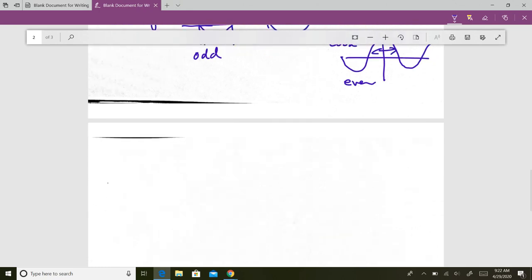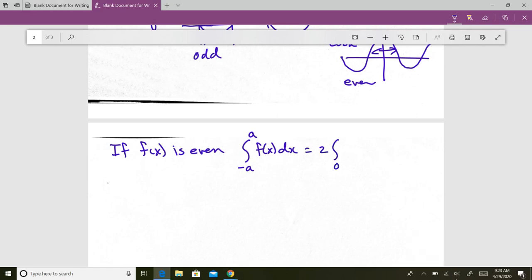Okay, so if f of x is even, right? Then there's a couple properties here, and you have a definite integral where the distance on either side of the origin is equal, negative a to positive a, negative 2 to positive 2, etc. And that integral is equal to 2 times the integral from 0 to a of f of x dx.